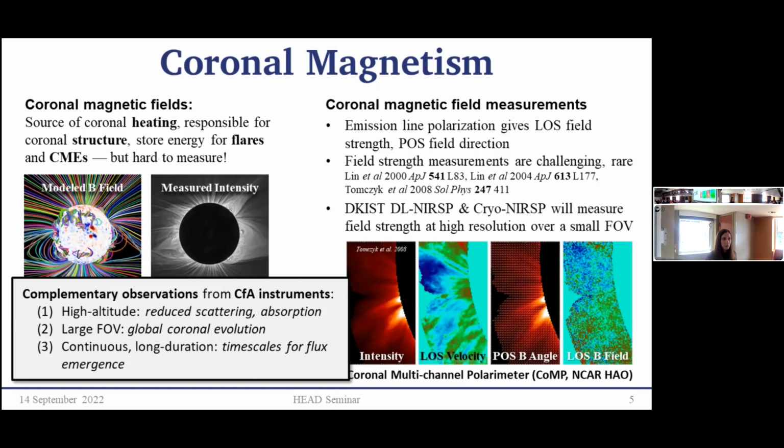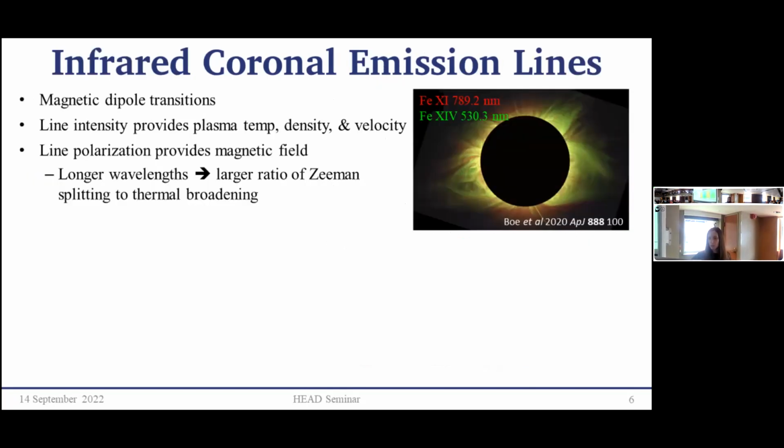And so at the CfA, we're developing a complementary instrumentation program that's going to focus on high altitude versus ground-based observations. It's going to have a large field of view and significantly lower spatial resolution. And it's going to be able to make continuous and long duration measurements. So no day-night cycles, right? You can follow the sun across a rotation.